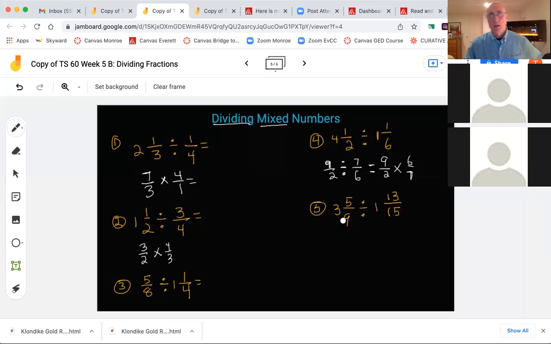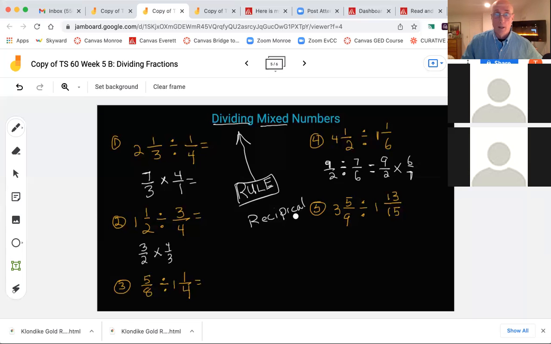Now, I want to say this one more time. This rule, put it in your notes here, I want to really hammer this home here, this rule here: when you're dividing, okay, you got to multiply by the reciprocal.